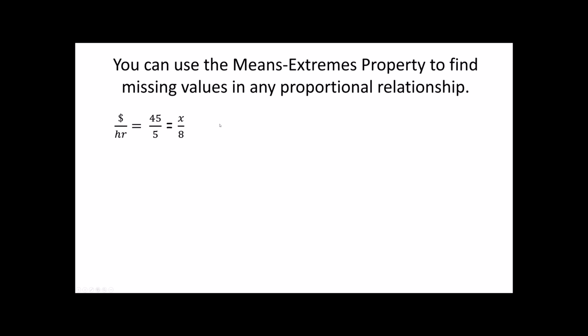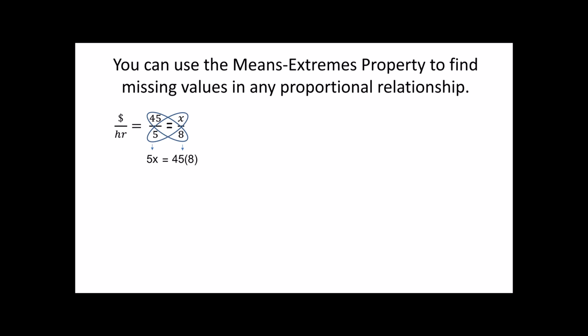And we would do it the exact same way we've been doing this, through cross products. 5 times x is 5x. 45 times 8 is 45 times 8. If these are proportional, the means extremes property says those two expressions should be equal to one another.